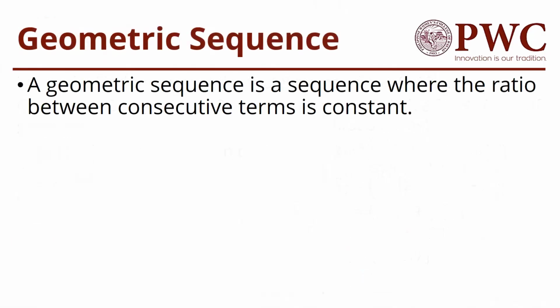Let's go with the geometric sequence. So a geometric sequence is a sequence where the ratio between consecutive terms is constant. It means that if you multiply or divide by a ratio in between consecutive terms, it is constant all throughout.